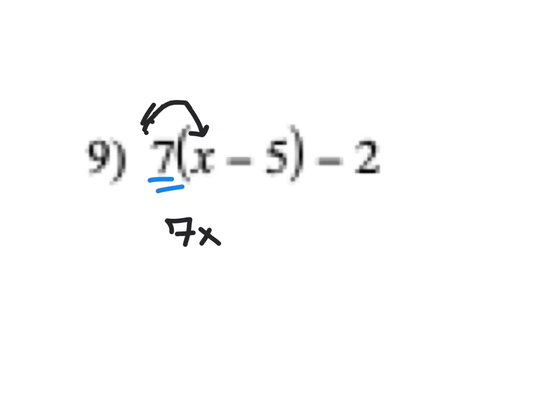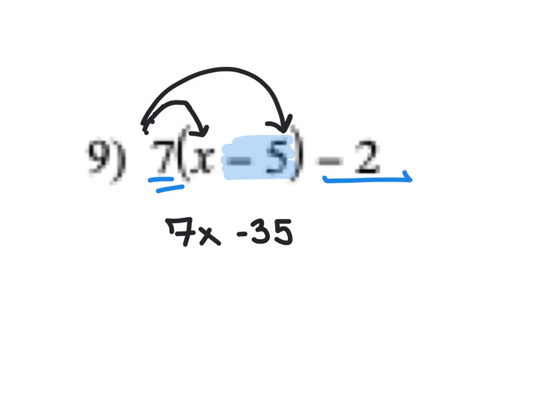And 7 times that negative 5, remember that if there is a subtraction in front of a number, that's the same as a negative. So 7 times negative 5 is a negative 35, which we write as minus 35. And then I have this minus 2.